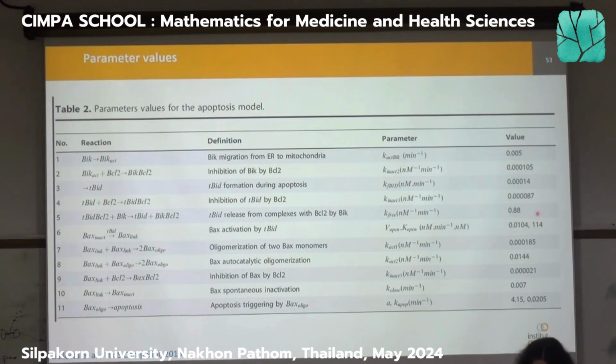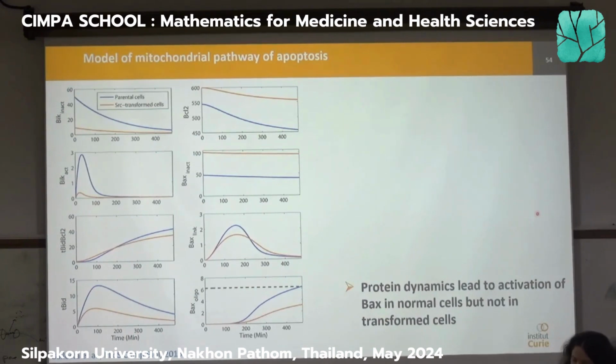Okay, so now that we have the model with the parameters, we can just run it and look at the simulation. So this is what we have done. Here, on the x-axis you have time in minutes, and on the y-axis you have cell variables. The blue color is for the normal cells, and the orange color is for the cancer cells. So maybe if I start from the beginning.